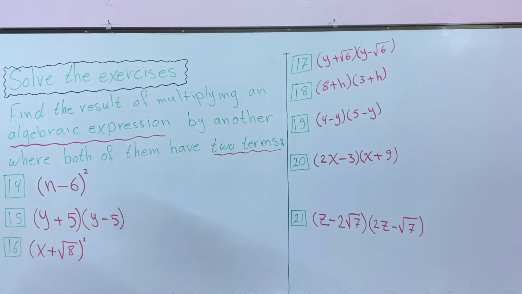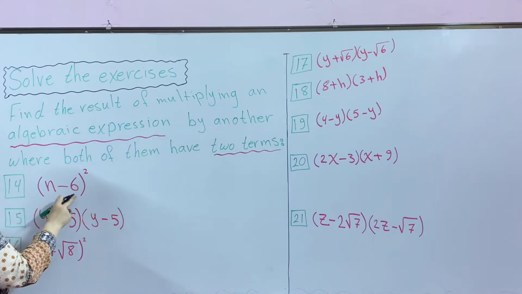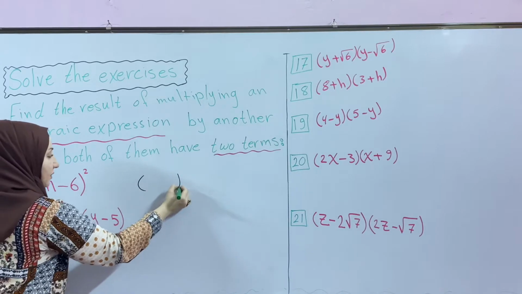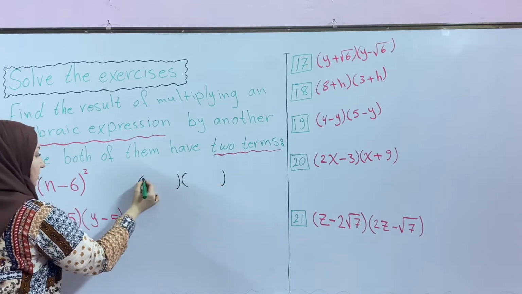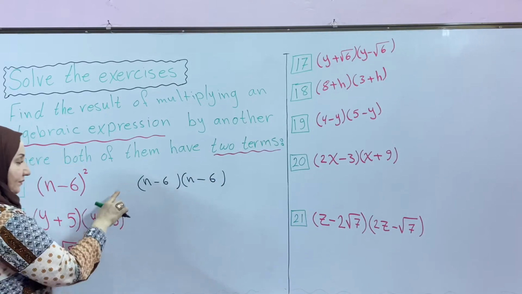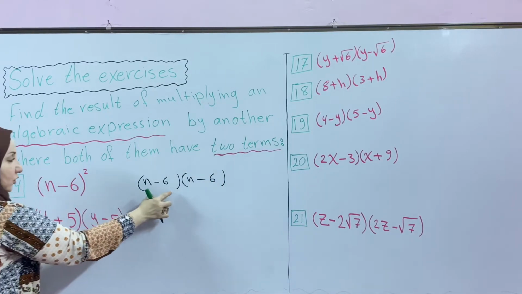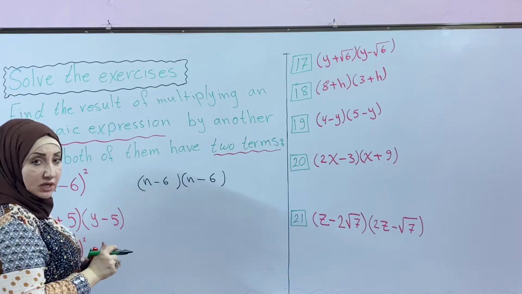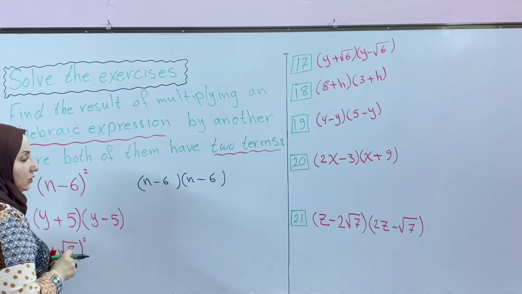Number 14. We have the expression (n minus 6) power 2. That means we have multiplying of two algebraic expressions, each one of them containing two terms.